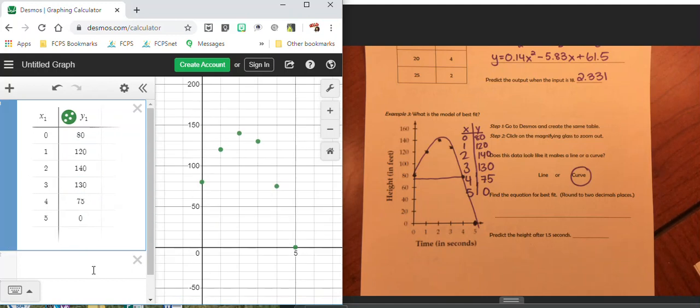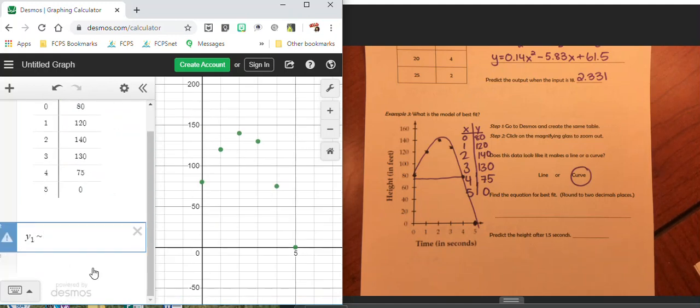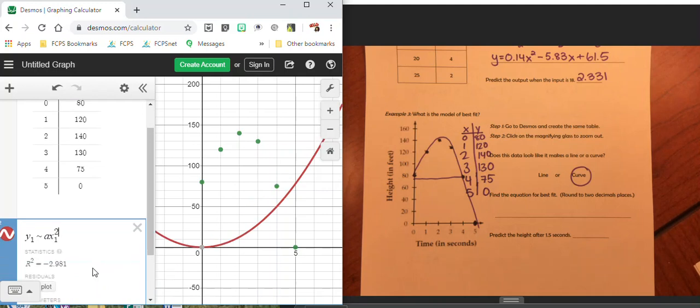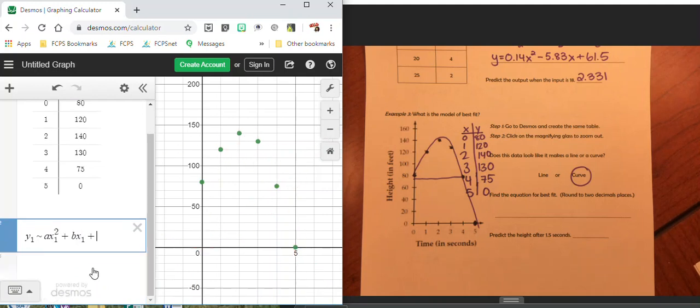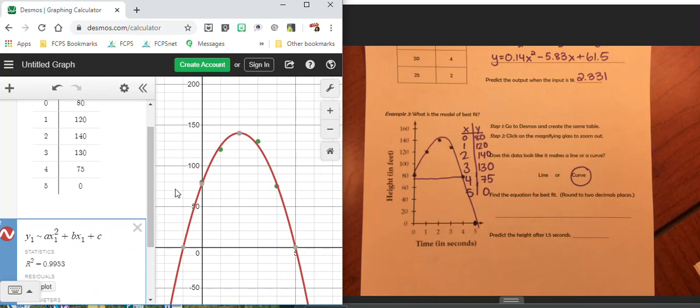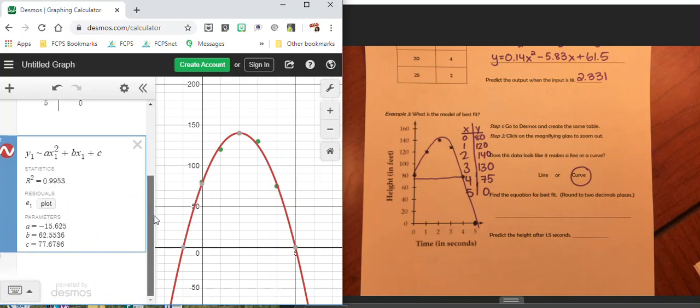Yep, so that's a good match. So we've determined that this is a curve already, so I'm going to be typing in the standard form for a quadratic. It's a pretty good fit. And then I'm going to record my a, my b, and my c.